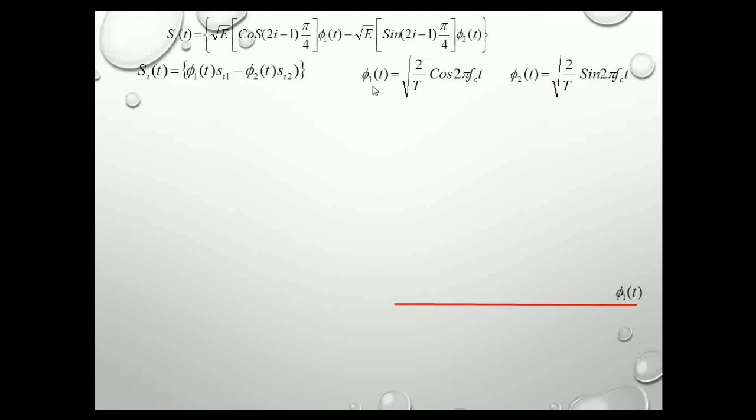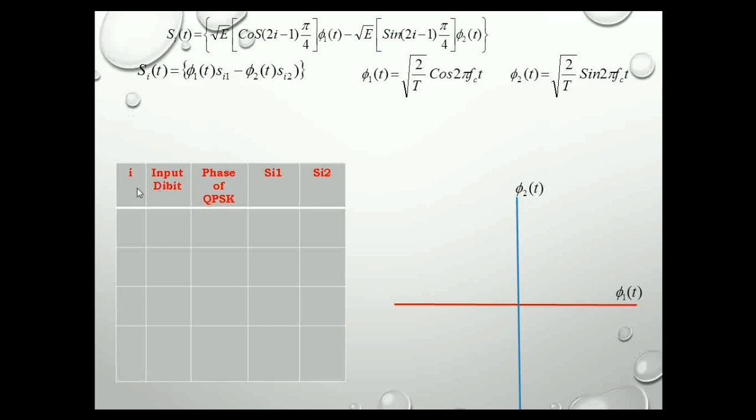So now psi1 of t and psi2 of t are called the basis functions, and these basis functions will be perpendicular to each other. So I am just considering an arbitrary line along the x-axis as psi1 of t and along the y-axis as psi2 of t. Now whenever i is equal to 1, the input dibit will be 1, 0, and since i is equal to 1, the phase shift will be pi by 4.